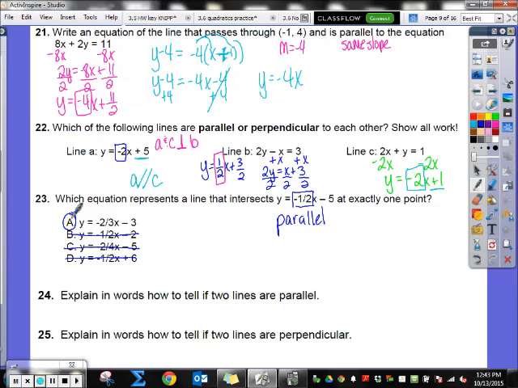And number 24 and 25, you can write this down on your paper. I'm not going to write it. We already talked about parallel lines have the same slope, but you also need to remember that they have different y-intercepts. And 25, the most important thing to remember about perpendicular lines is that they have opposite reciprocal slopes.